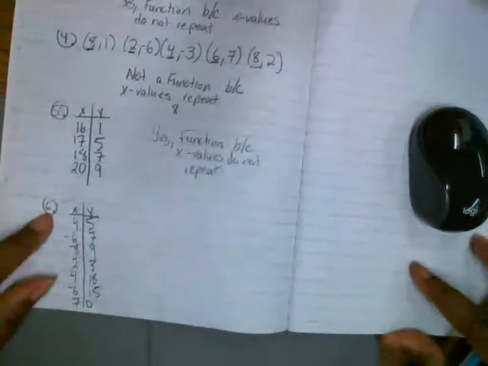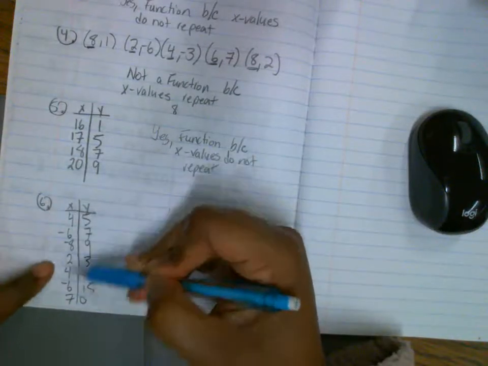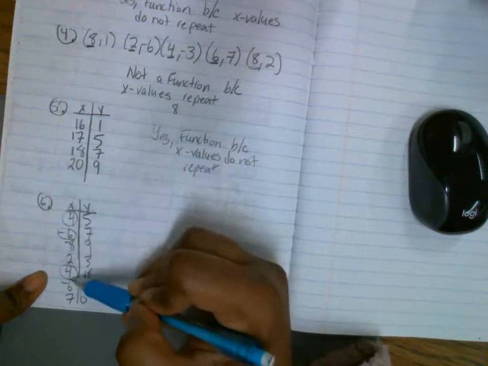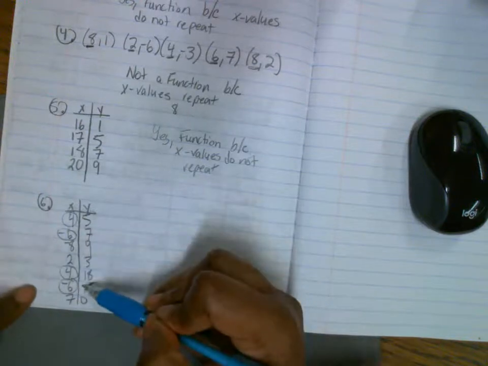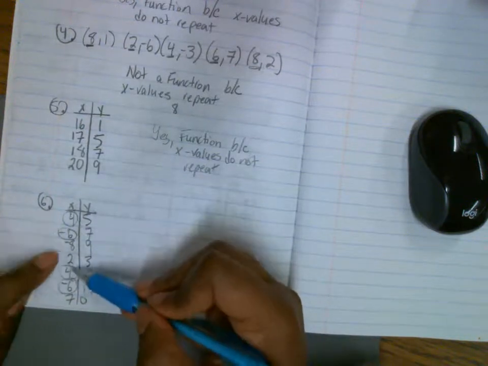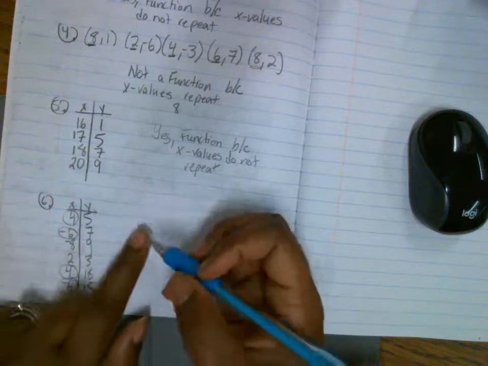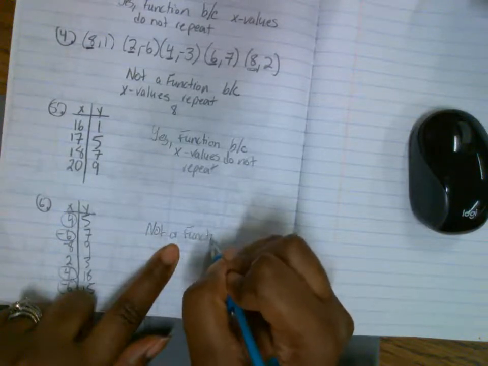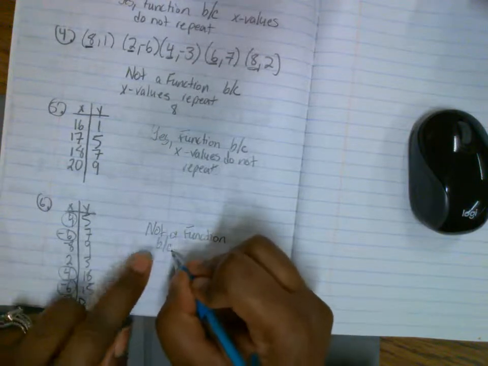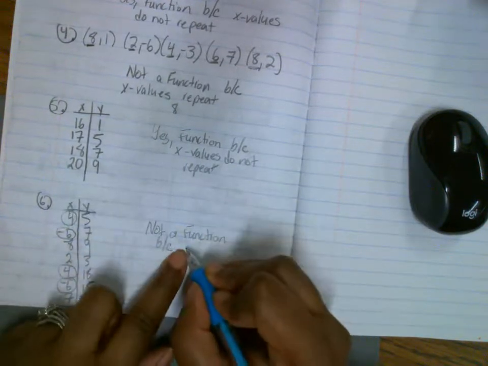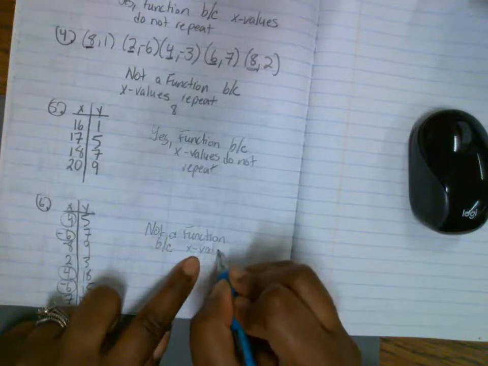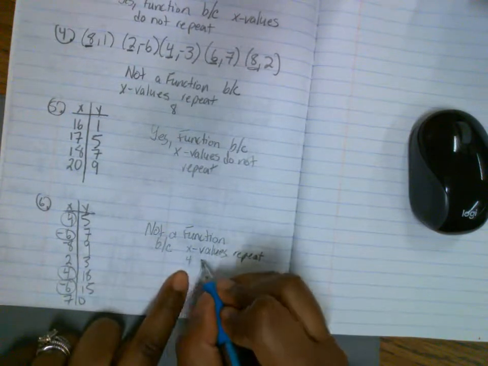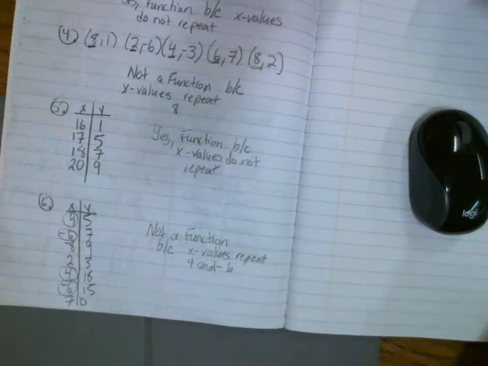Now, number 6, on the other hand, when I look at all these x values, I have some that repeat. 4 repeats, -6 repeats. Since some x values are the same, they're not all different, this is not a function. And again, why is this not a function? Because there are some x values that repeat. The ones that repeat are 4, there are two 4s and two -6s. Okay? Questions?